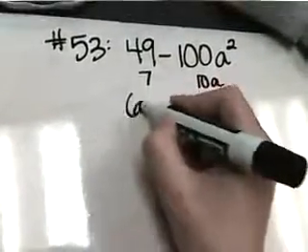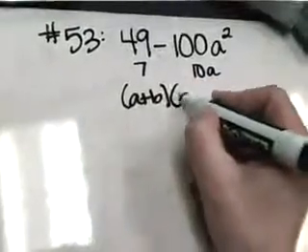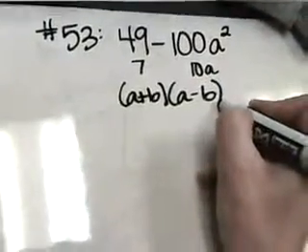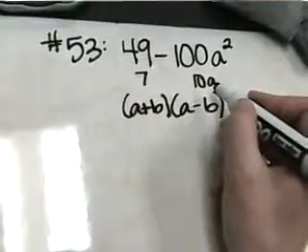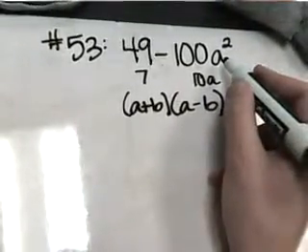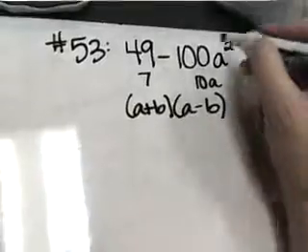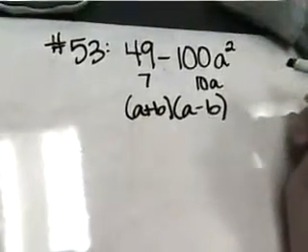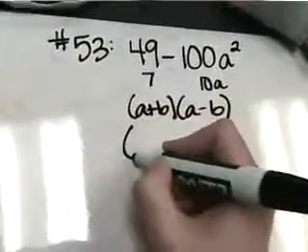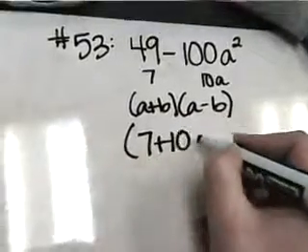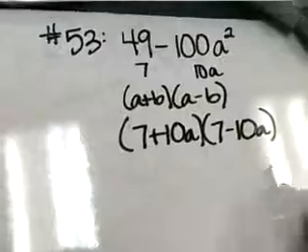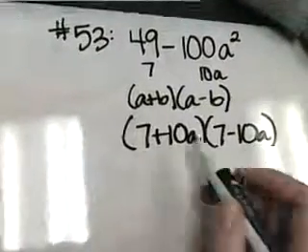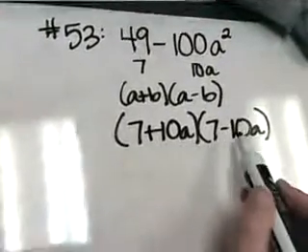So my pattern is a plus b, a minus b, or in our case, our a is 7 and our b is 10a. Don't get freaked out because these are a squareds and they want a. That's just, you can think of him as x if you don't like that variable. All right, so this would be 7 plus 10a and 7 minus 10a. Remember, this could be written the other way around. It could be 7 minus 10a and 7 plus 10a.